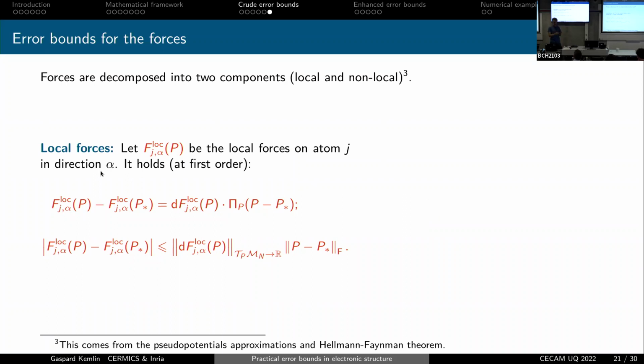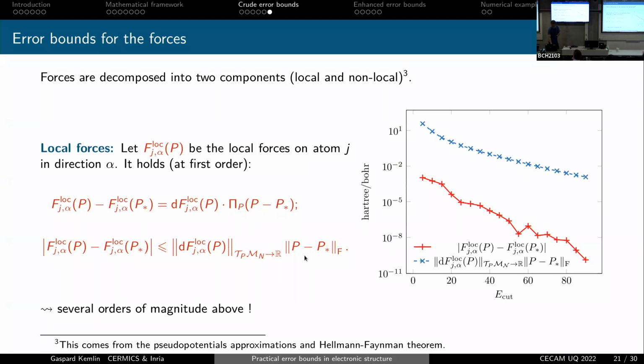And in fact, if we look at the forces on one atom, like atom J in some direction, I can also write a first order expansion of the forces. I introduce the differential of the forces and I just write the Taylor expansion. I have that the error on the forces is bounded by the operator norm of the differential times the actual error. And if this is valid, I can then upper bound the error here with the residual and hopefully get a good bound. But what happens here is that even if we had access to the true error, P minus P star, this bound here would be really, really bad. Like we have 6 or 7 orders of magnitude of difference here. So this is not the way to go.